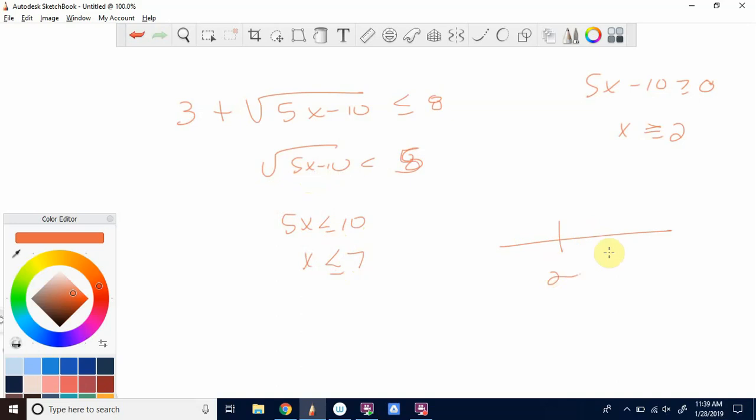So we're going to come over here at 2 and 7, and we're going to pick points between here and put them in here. They pick 0, 4, and 9. This one gives me a false statement, so this is my solution. So my answer is going to be 2 to 7, between here and here, or the inequality x greater than or equal to 2, less than or equal to 7.